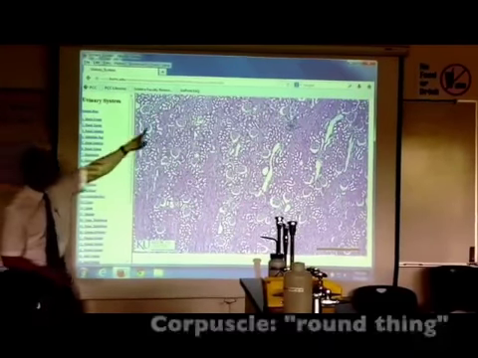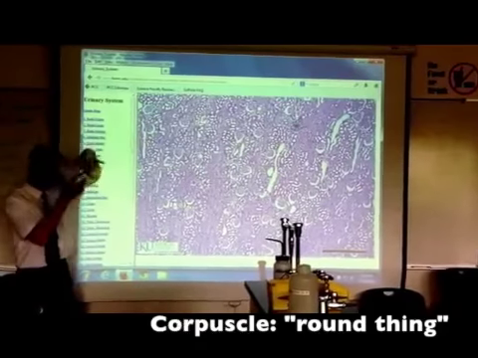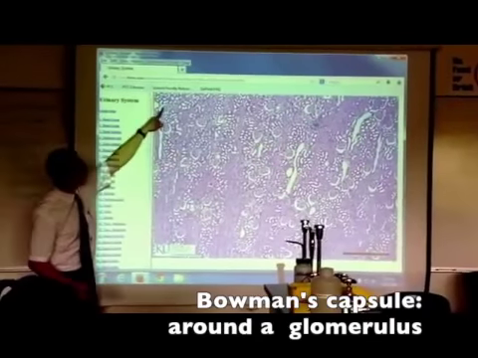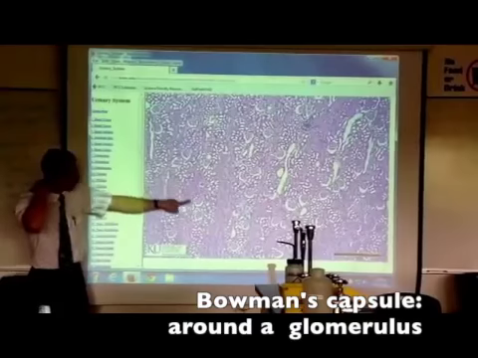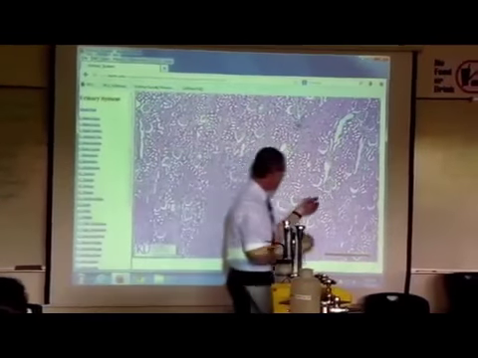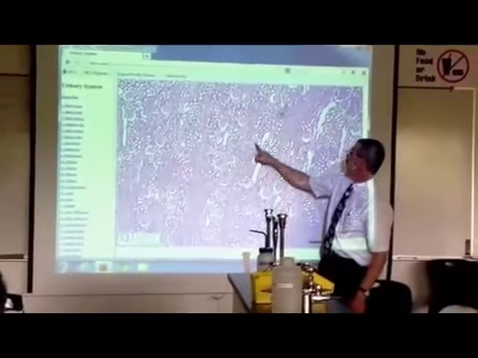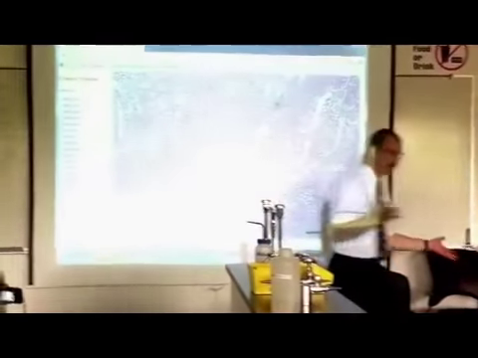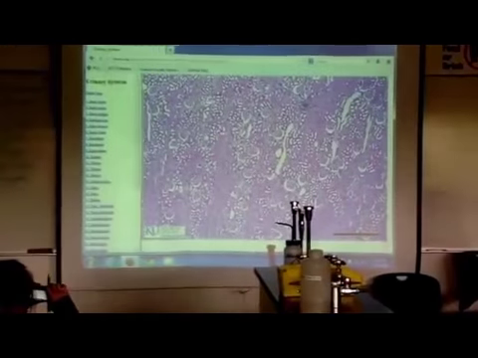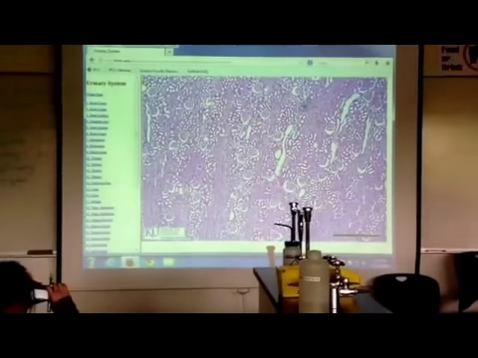So each of these circular areas is a corpuscle, those round things, with the glomerulus in the center and the Bowman's capsule around them. So if you see that fist in hand kind of thing, we call it, those are corpuscles. That has to be a kidney. So you're looking for those balls. So we're going to zoom in on those balls right here.